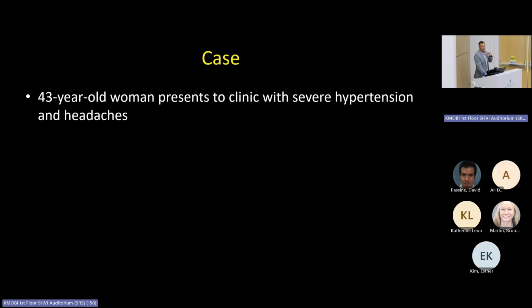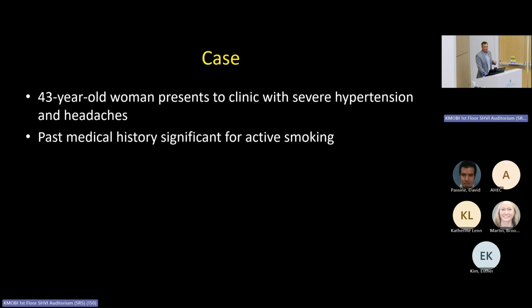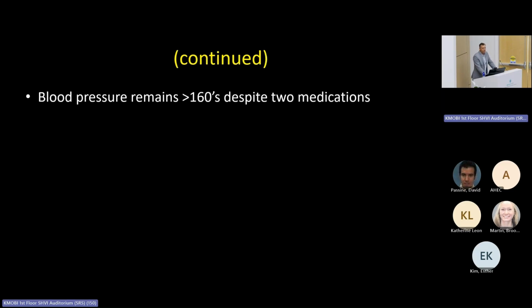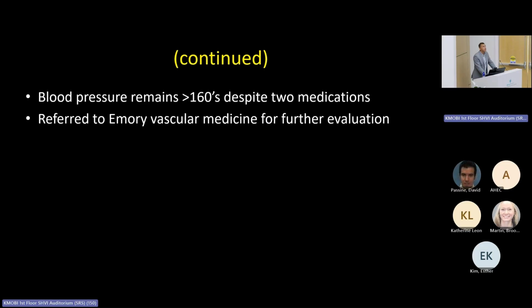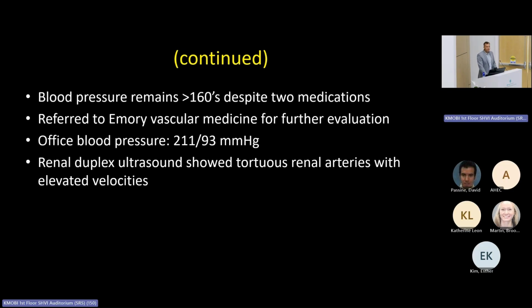One more case: we're going to apply our knowledge. This is a real case. A 43-year-old woman presents to clinic with severe hypertension and headaches. She had a history of smoking and a possible family history of an aneurysm. Her blood pressure remained over a systolic of 160 despite two medications, so she was referred to our vascular medicine clinic. In the office, her systolic blood pressure was over 200.